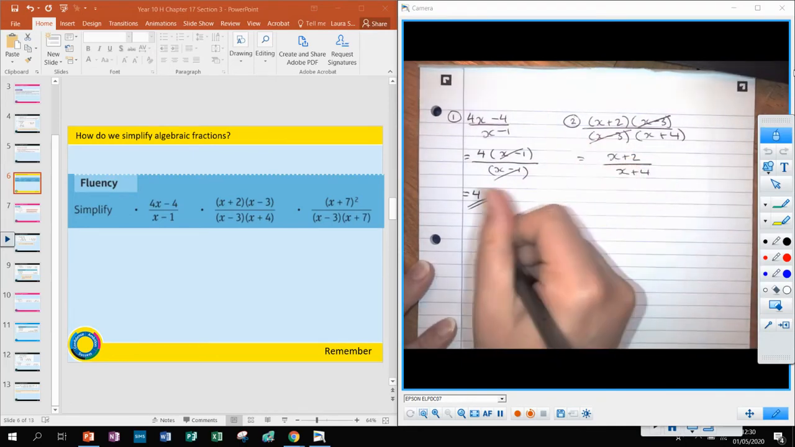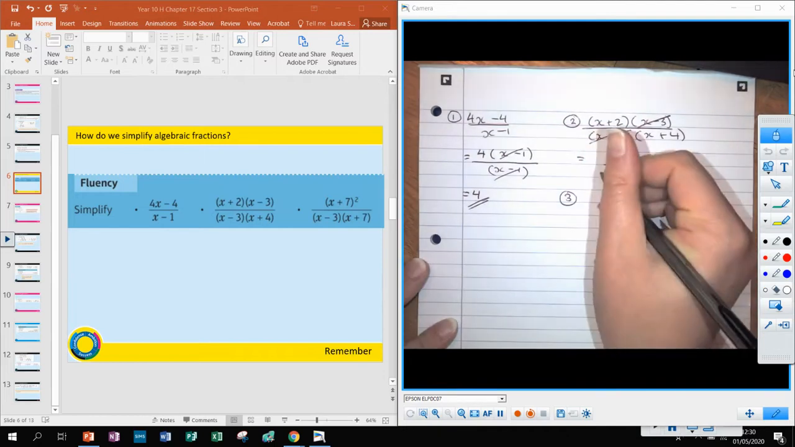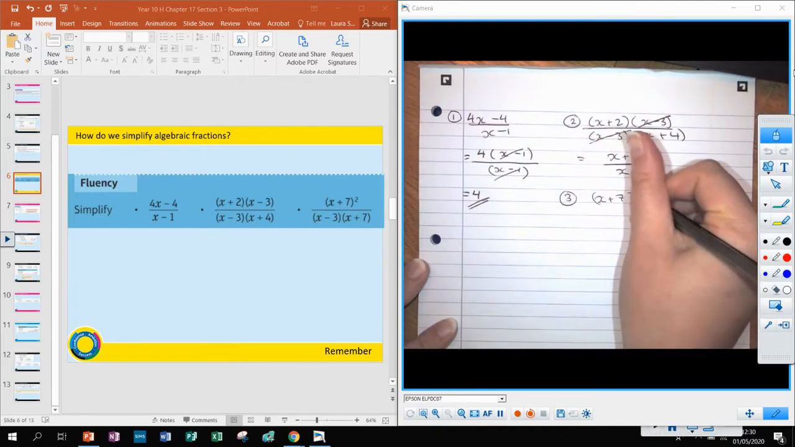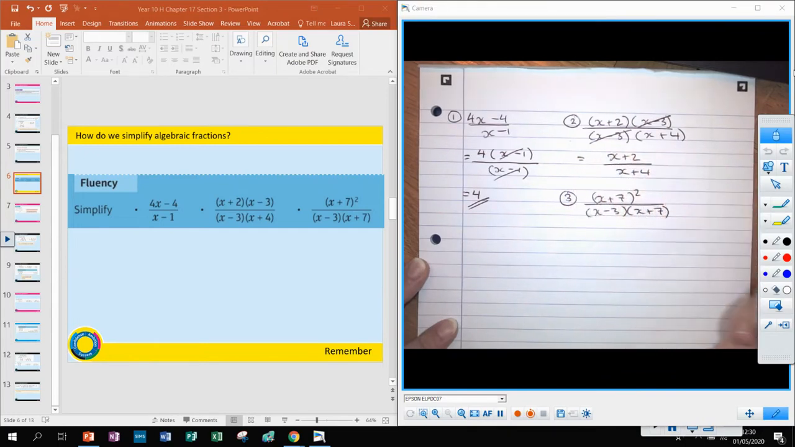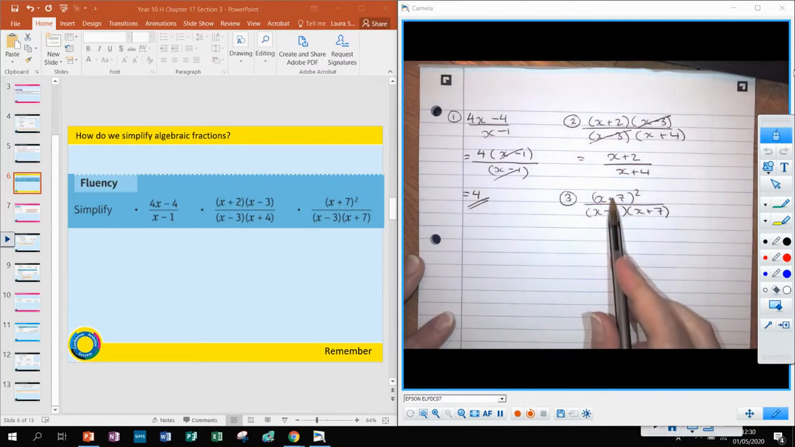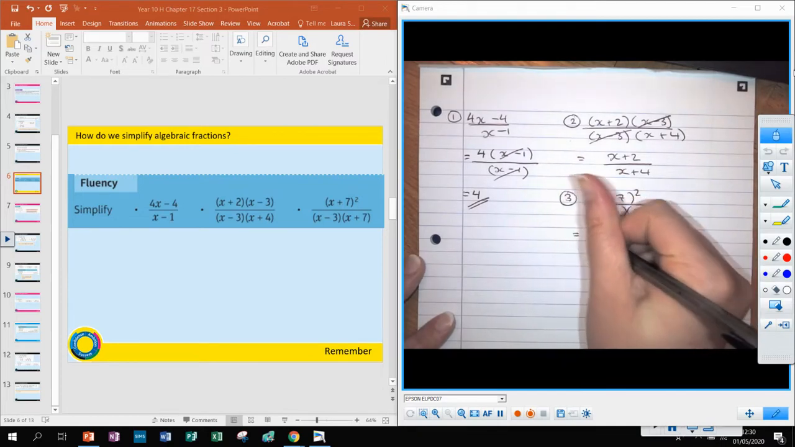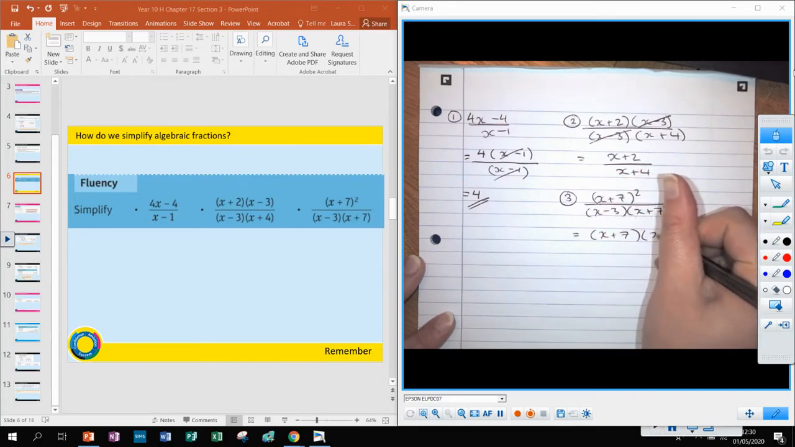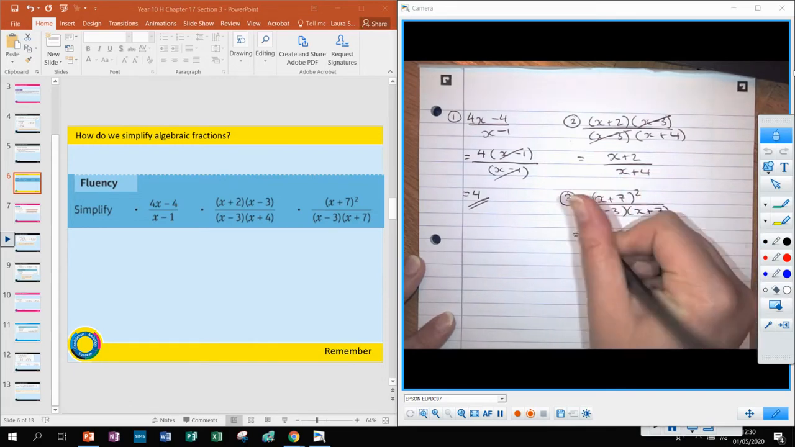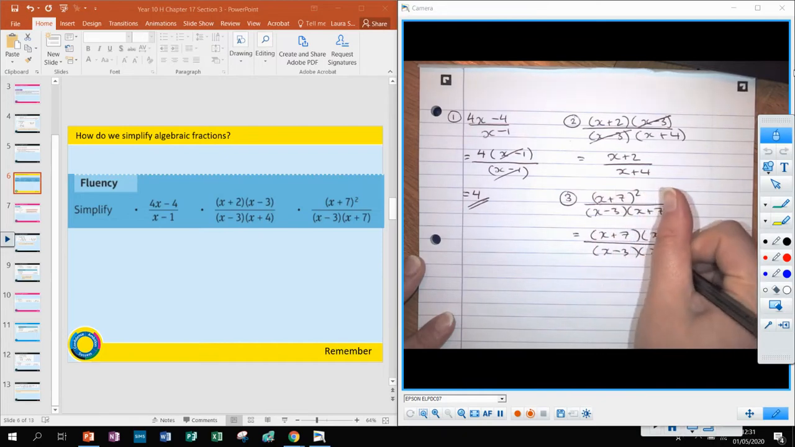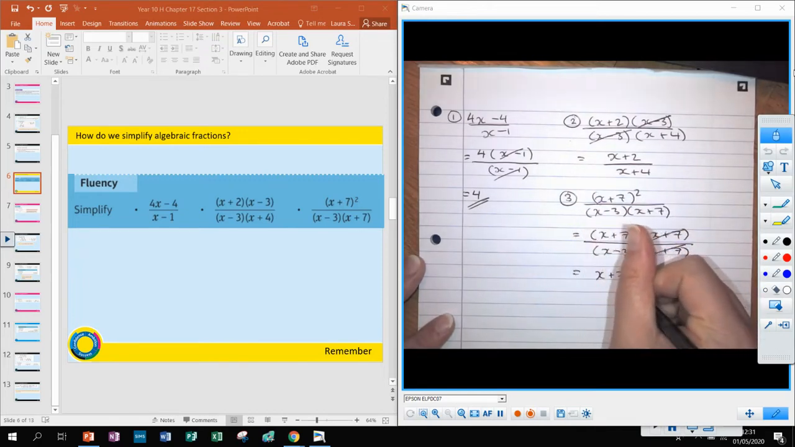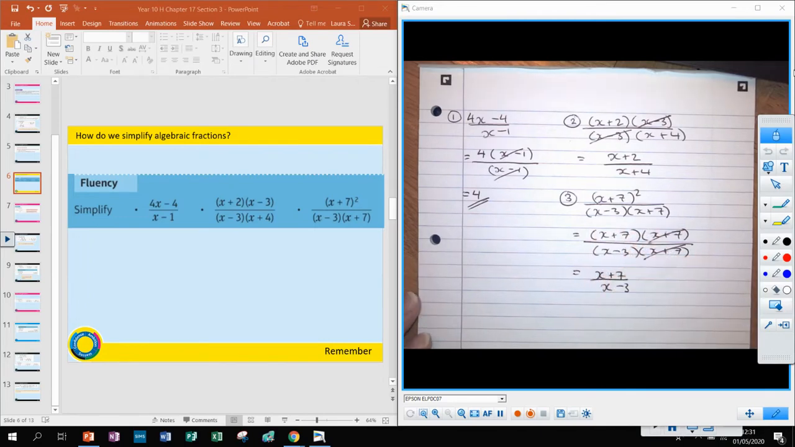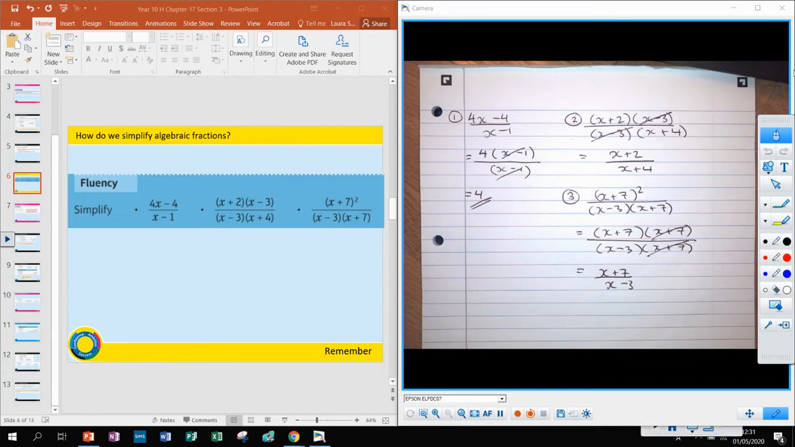Okay, and we move on to question 3, which was x plus 7 squared all over x minus 3 and x plus 7. What I'd like you to remember here is that this means x plus 7 times itself. So we can write this as x plus 7 times another x plus 7, all over the x minus 3 times the x plus 7, and now this means that we can cancel down one of these, and that gives us a final answer of x plus 7 over x minus 3. I hope that makes sense for our starter.